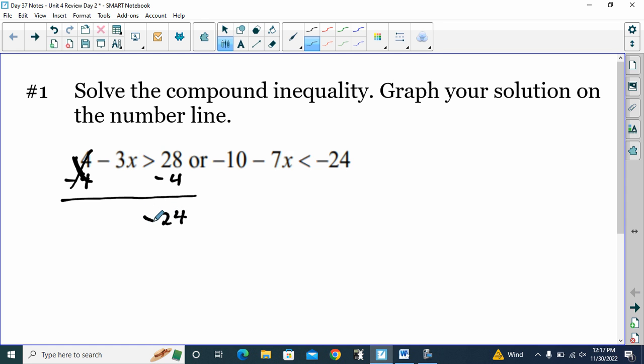I do not flip my inequality. My 3x comes down. That minus sign is connected to the 3x. That's minus 3x here. This means negative 3 times x. We undo multiplication by dividing. We're going to divide both sides by negative 3. Negative 3 divided by negative 3 cancels, and I just get x. 24 divided by negative 3 is negative 8. And I did divide both sides by a negative. This is when we flip our inequality.